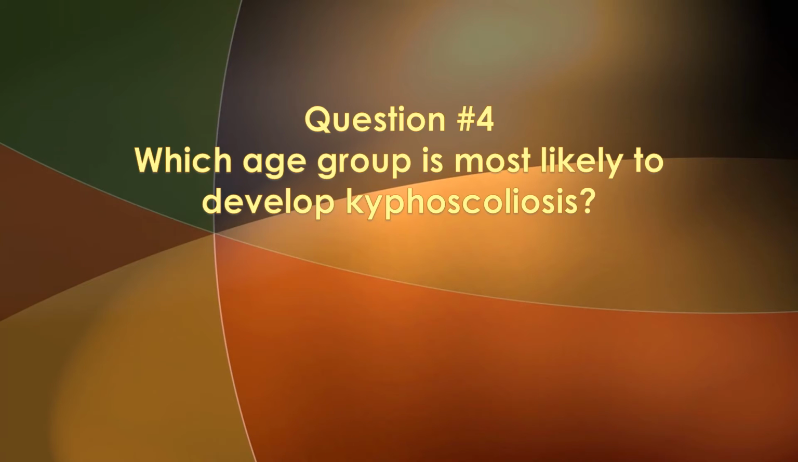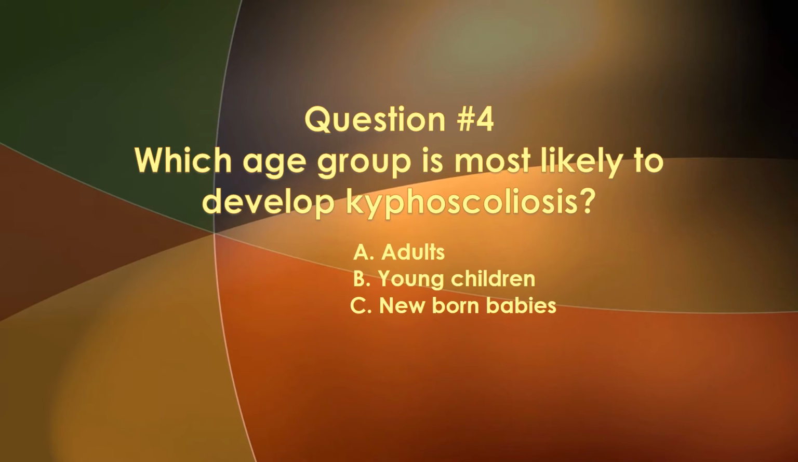Question number 4. Which age group is most likely to develop kyphoscoliosis? A. Adults, B. Young children, or C. Newborn babies? If you guessed B, you are correct.